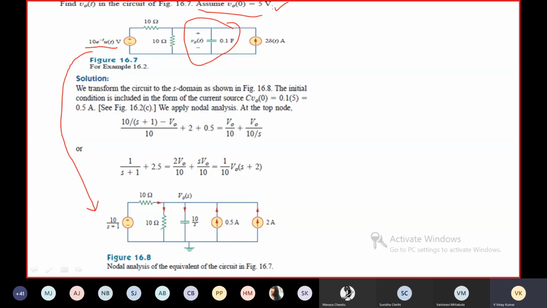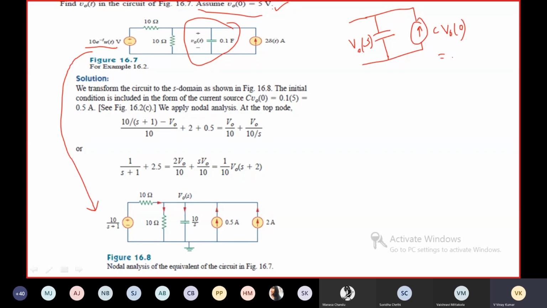Resistance 10. Okay, coming to this, V of 0 is given means you can have this, right? Capacitor in parallel with current source with initial value. Initial value is given means this is what V naught of S. This circuit can be modeled like this. This is in time domain, this is in S domain. Circuit model in S domain. This is what C V naught of 0, right?